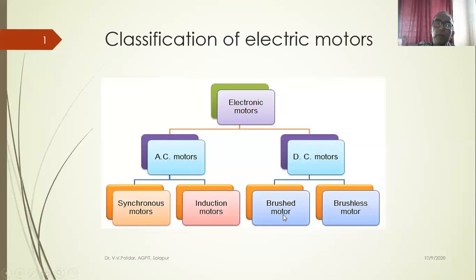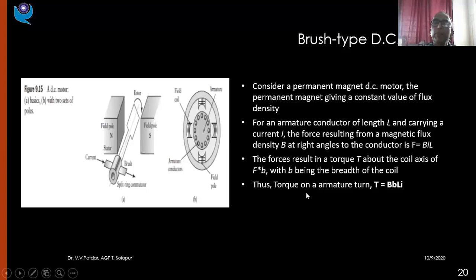These are classified into brushed motor and brushless motor. We'll start with brushed motor principles. Brushed motors or brush type DC motors, as the name indicates, use brushes, graphite or carbon conducting brushes. So they are called brushed motors or brush type DC motors.